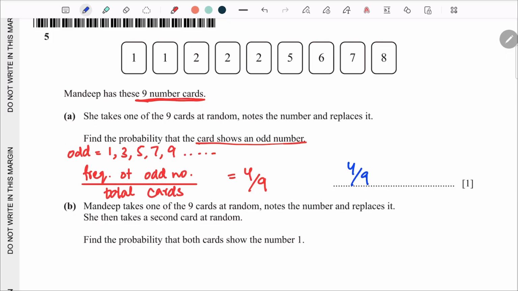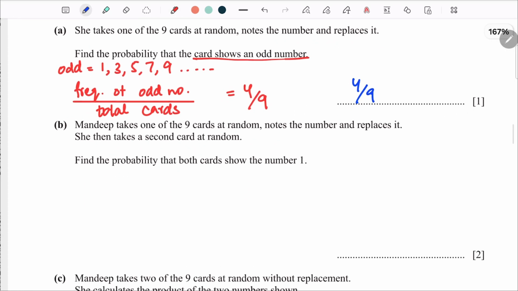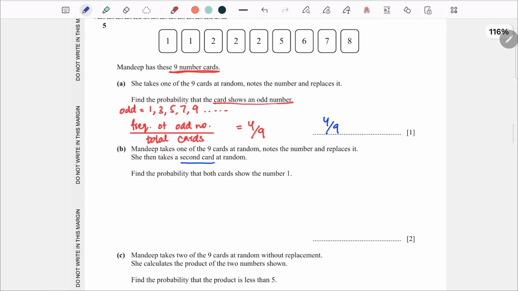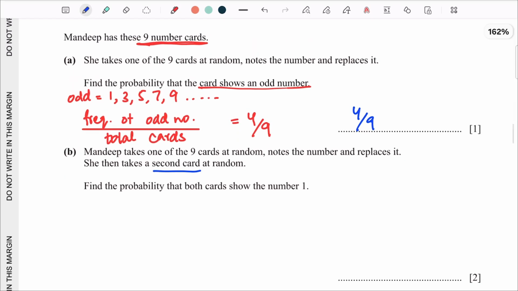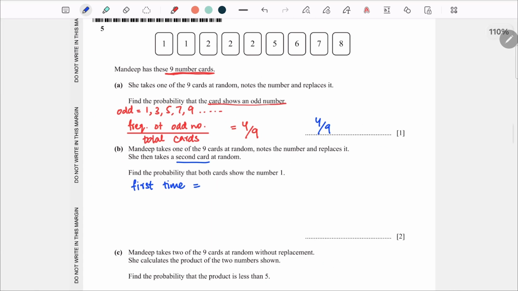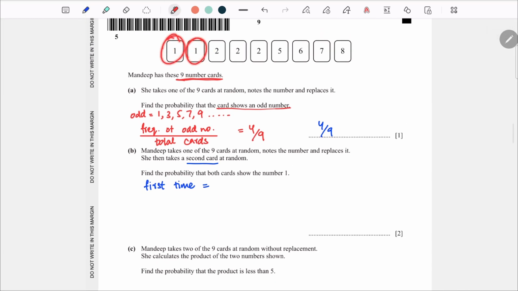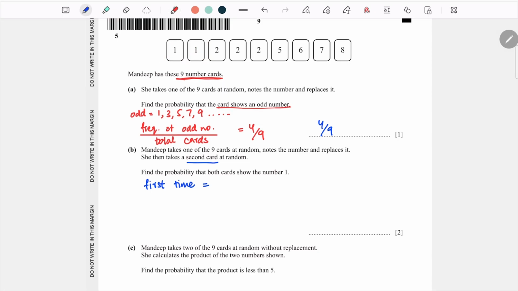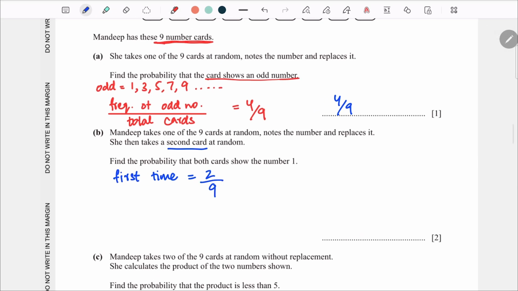So the probability will be 4 divided by 9. Basically, I use the formula frequency of odd numbers, meaning the number of cards showing odd numbers divided by the total cards, that are 9. In part B, Mandeep takes one of the 9 cards at random, notes the number and replaces it. She then takes a second card at random, find the probability that both cards show the number 1. So the probability of her finding 1 during the first time, when she picks the card for the first time, 1 can basically appear 2 times. So the frequency of 1 is 2. So this will be 2 divided by total, that is 9.